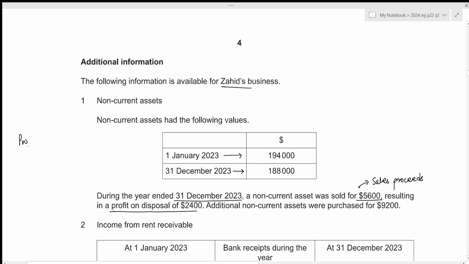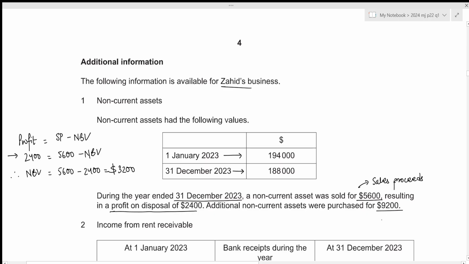Always remember that profit on disposal occurs when the sales proceeds is greater than the net book value, and the formula for profit on disposal is sales proceeds minus the net book value. So let's plug in the value in order to calculate the net book value of the disposed non-current asset. The profit was 2,400. We have the sales proceeds of 5,600. Now the net book value of the disposed non-current asset will just be 5,600 minus 2,400, which results in the value of 3,200. Additional non-current assets were purchased for 9,200.